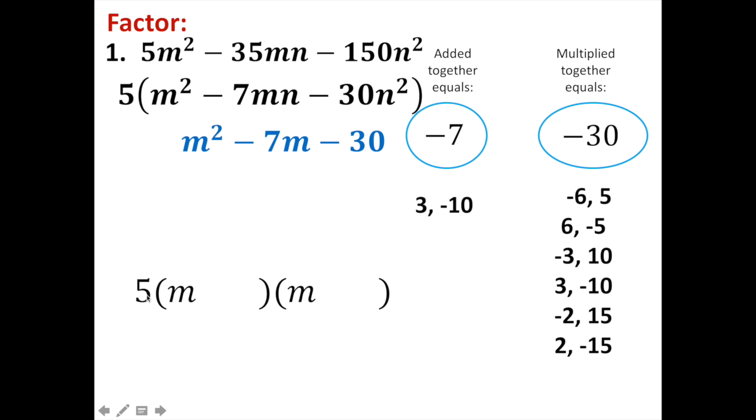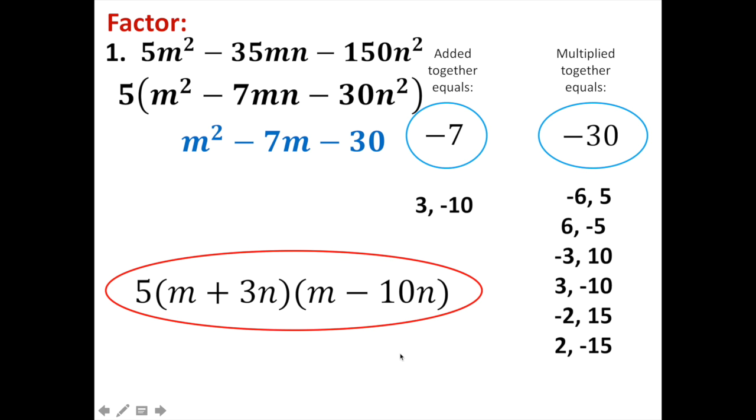So now notice how this 5 stays. This 5 is going to stay with me the entire time. I've got +3 and -10. Now, of course, this does not equal my original one because I have n's in there. So I add n at the end of the 3 and the 10, and that would give me my factors there. So this would be your entire answer. This 5 does stay. Remember that we have to be able to multiply all these back in to give me my original expression.